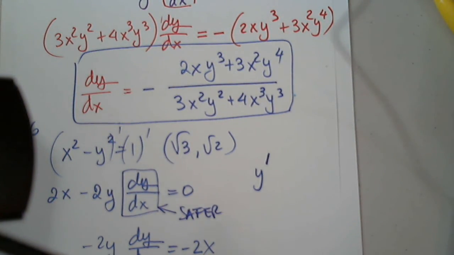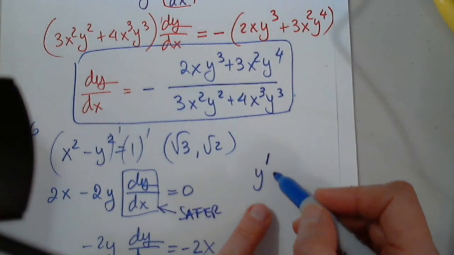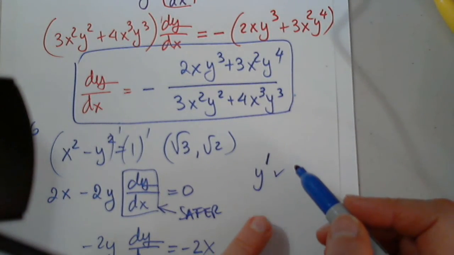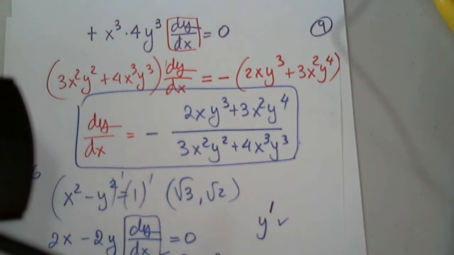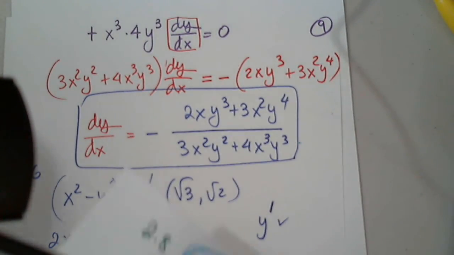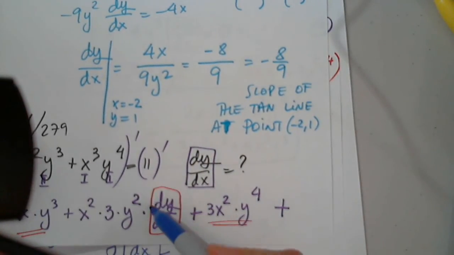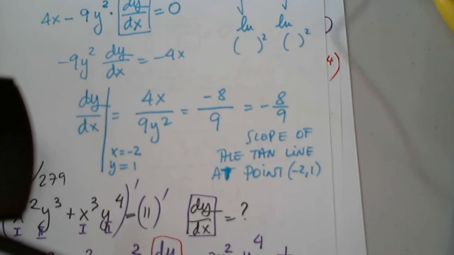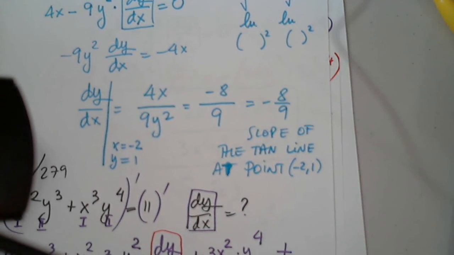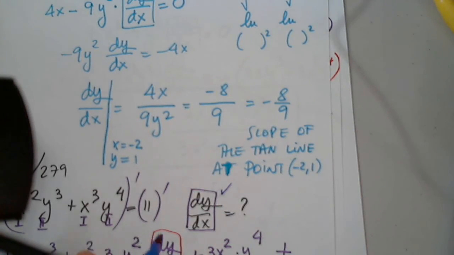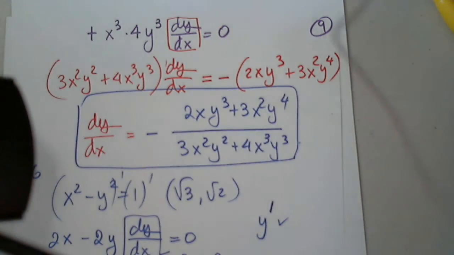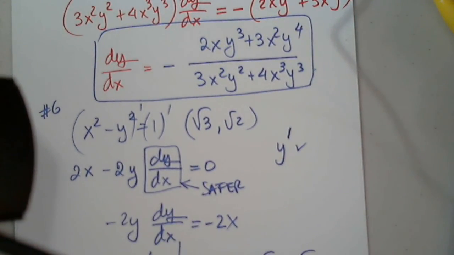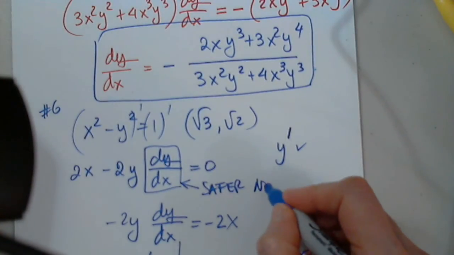I cannot force you to use it. You can use y prime if that's what you want. But in the process of solving, if you write y prime and you don't see that there is another y prime here that you have to combine with, then the answer would be incorrect. So this is a safer notation for implicit differentiation than y prime or f prime. Safer notation, okay?